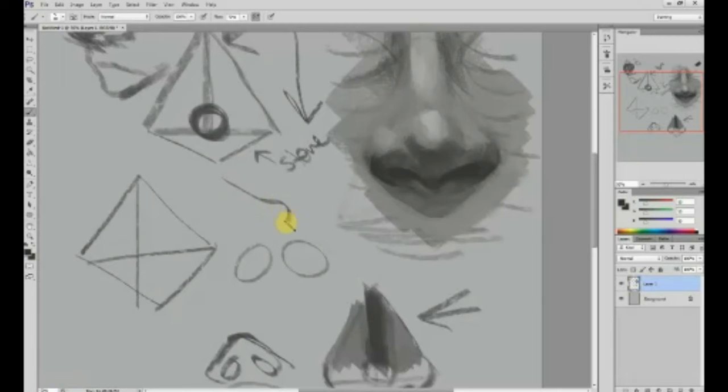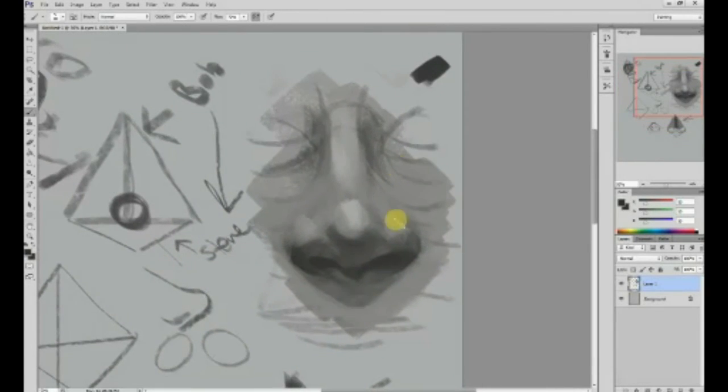Okay, maybe not like that. Like a little bump. I like this bump. This shadow here is what this bump is, because the light is coming off here. It's going to cast a tiny little bump.